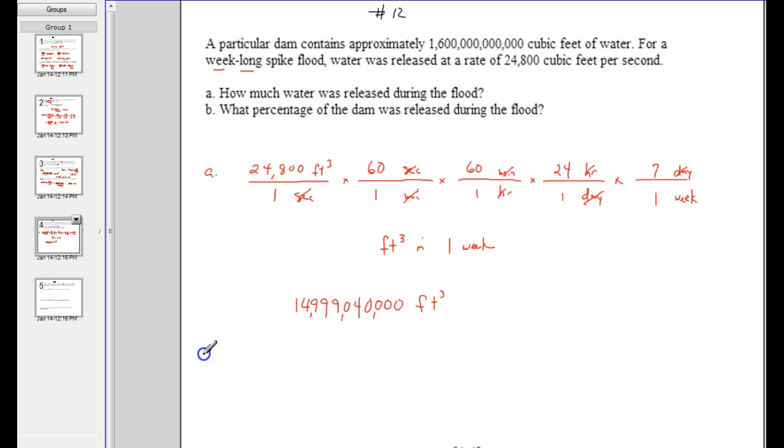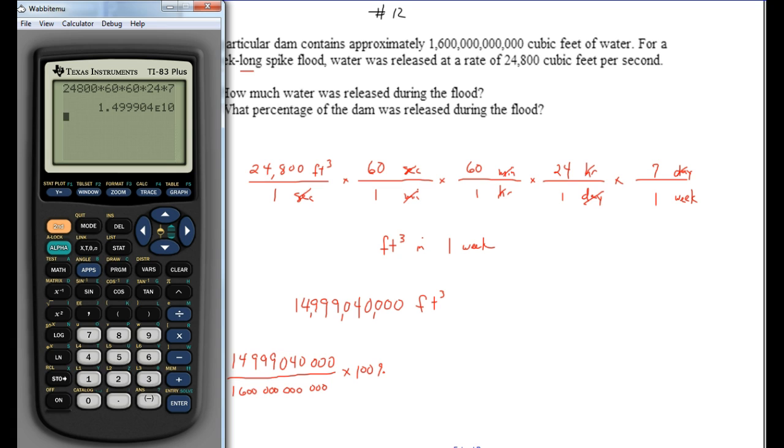And then part B says what percentage of the dam was released. So it's just this part. It's the amount that was released over the total amount that was in there, and then technically it's times 100% to make it into a percentage. So if I take that amount, again it's the last thing that was in my calculator, I can divide by 1 and just type in the number 600 and then just count. There's 1, 2, 3, 4, 5, 6, 7, 8, 9 more zeros after that first 1600 that you type in, and then multiply that by 100.